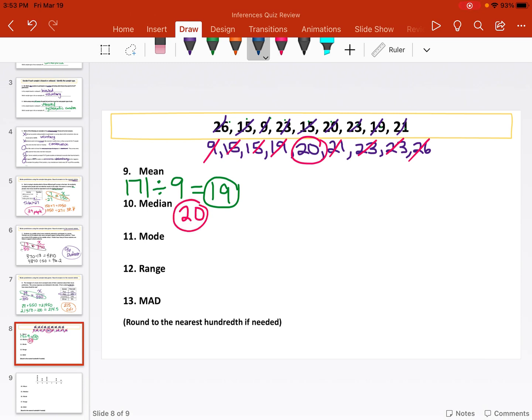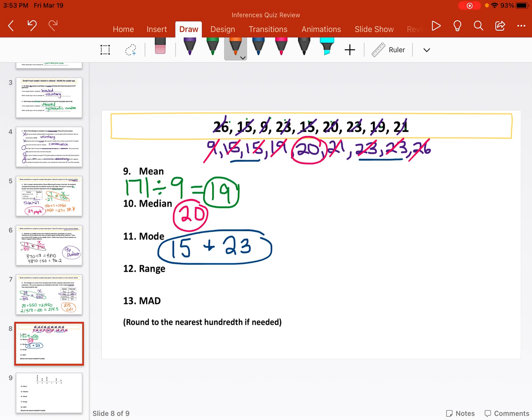Your mode, remember, is the number that repeated the most often. So there were 2 15s and there were 2 23s. So actually both of those are going to be your mode. You can have more than one. You could also have no mode. If nothing repeated, then that would be no mode.